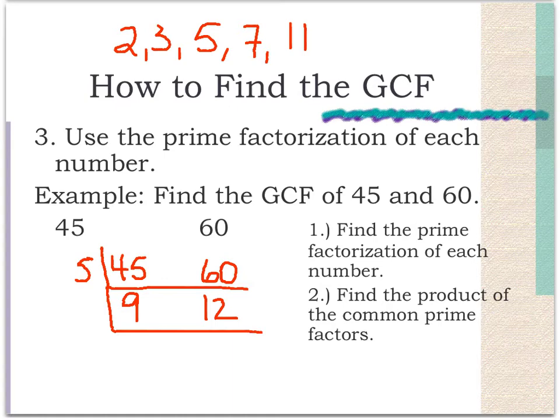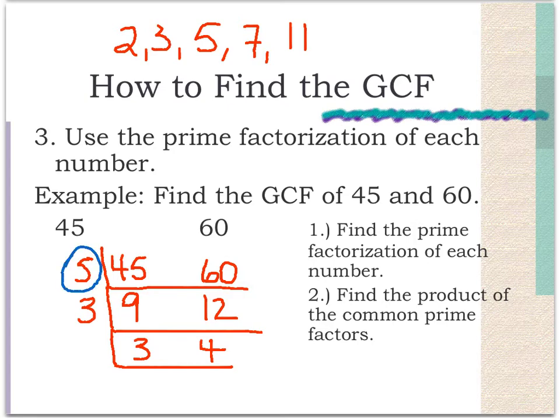Now I'm going to look at 9 and 12, and I know that 3 is a factor of both. 9 divided by 3 is 3. 12 divided by 3 is 4. Now looking at 3 and 4, I know that there is no factor that's prime other than the number 1, and 1 isn't prime anyway. But there's no factor that will work for 3 and 4, so therefore I know that I'm done.